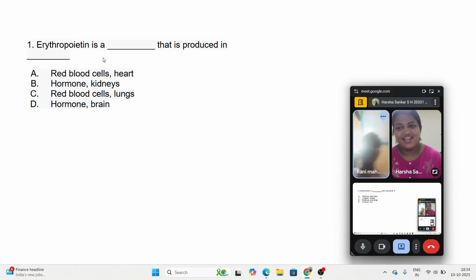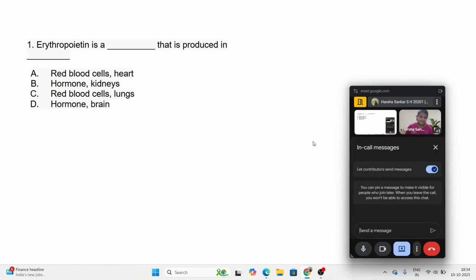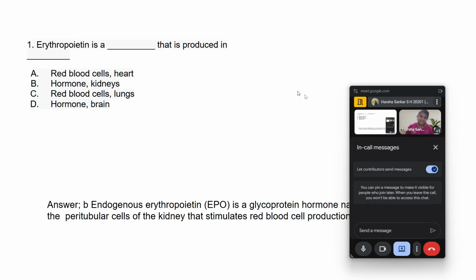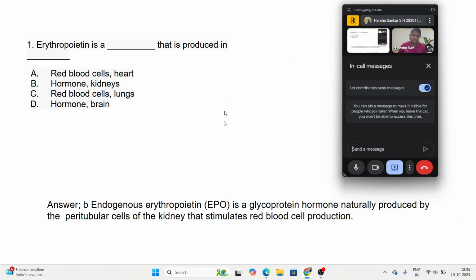Erythropoietin is a dash that is produced in dash. Option A, red blood cells, produced in the heart. Option B, hormone, produced in the kidneys. Option C, red blood cells, produced in the lungs. Option D, hormone, produced in the brain. Simple question. Yeah, that's the correct answer.